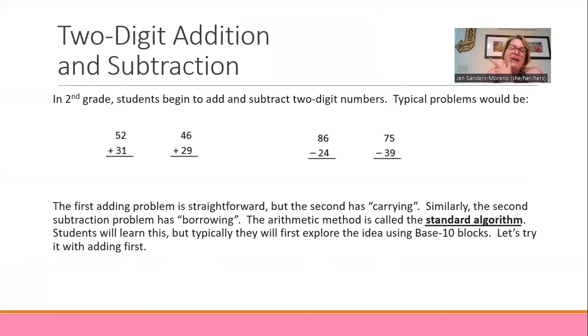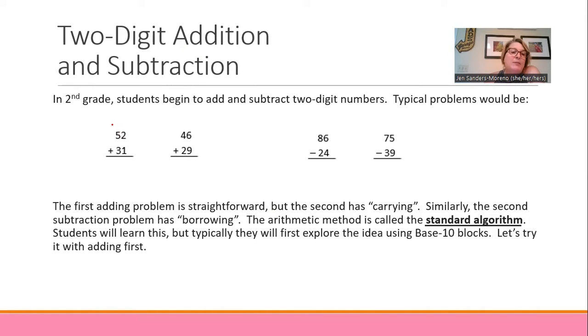What makes this addition and subtraction a little bit harder is that we've got two digits, so we're dealing with ones and tens place value. We also have the idea of what happens if you have too many ones or too few ones. So it depends on the perspective. Over here, let's take a second to look at these addition problems.